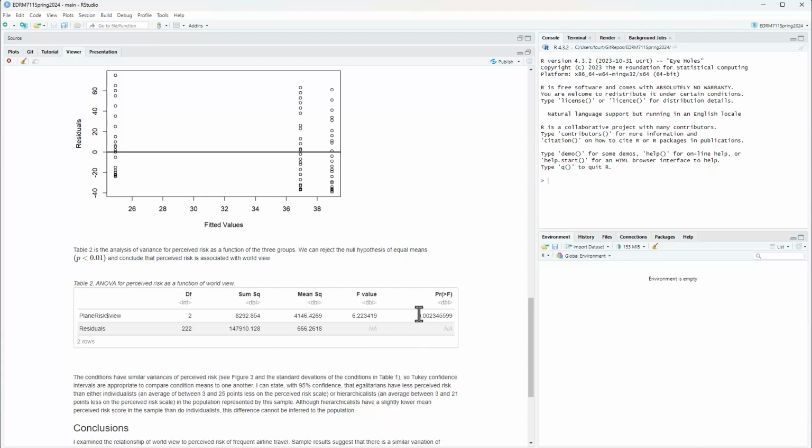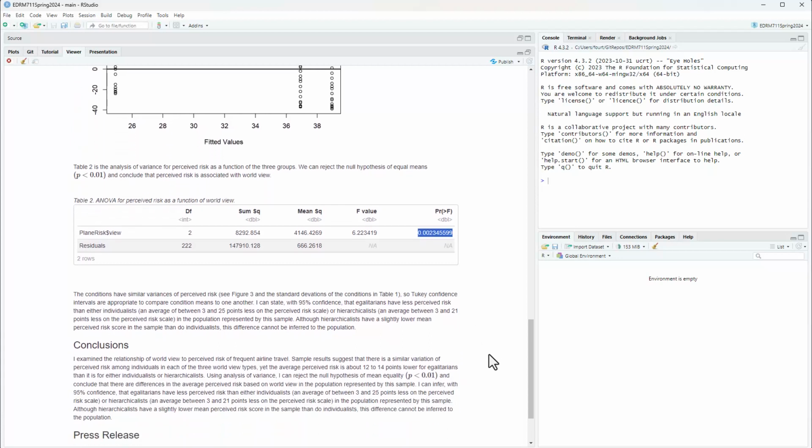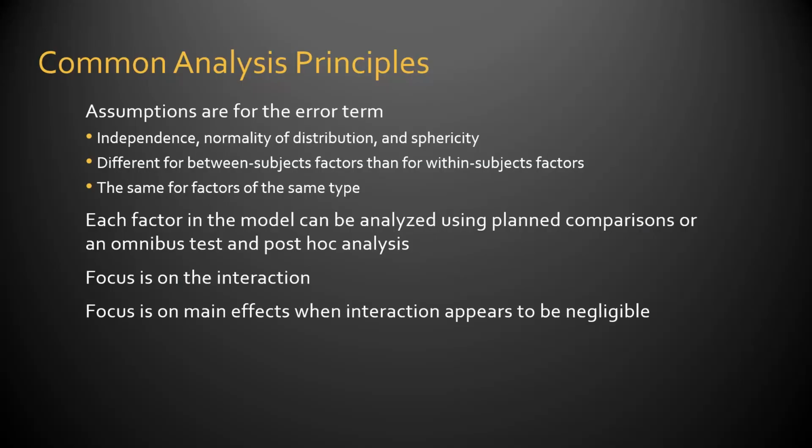And here we're able to reject that omnibus null hypothesis because we ended up with a low p statistic. That allows us to move on into looking at particular comparisons, and that's what I did when I said I did Tukey confidence intervals. So with the general linear model, once we want to move on to inference, we move on to conditions for the error term that are not necessary for description, but they are for inference. And then we use planned comparisons or an omnibus test followed by post hoc.